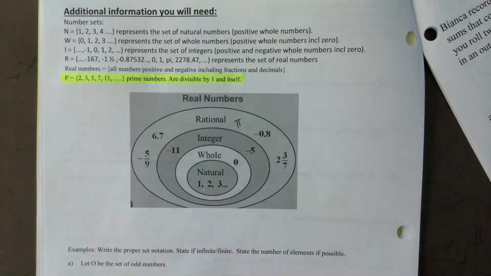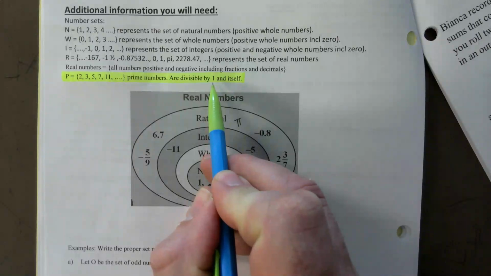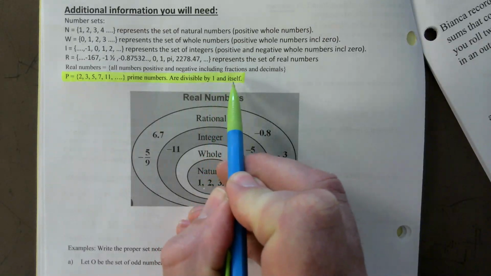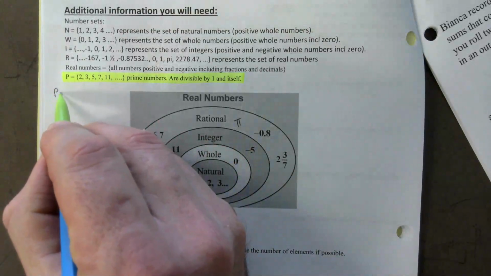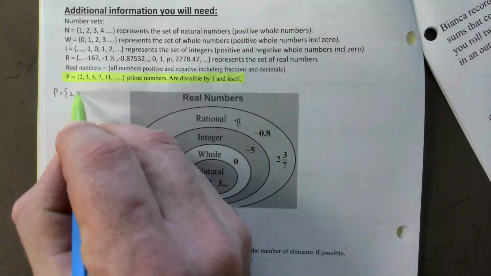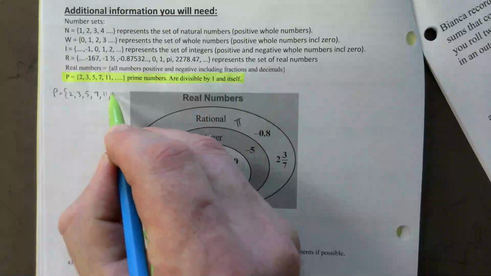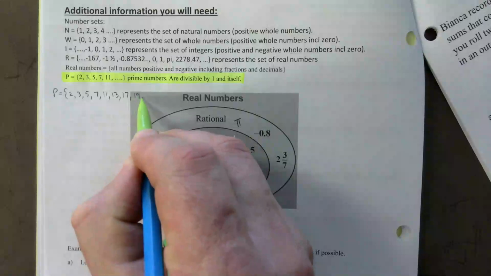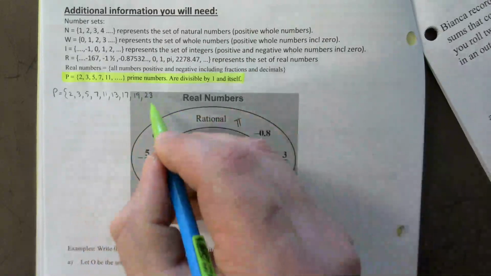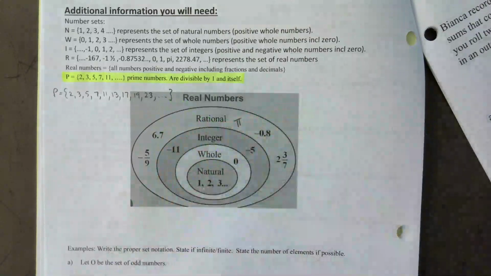If this isn't enough for you to know that a prime is only a number that's divisible by 1 and itself, then I'll give you a few more. So primes would be 2, 3, 5, 7, 11, 13, 17, 19, 23. I think we're good. Okay.